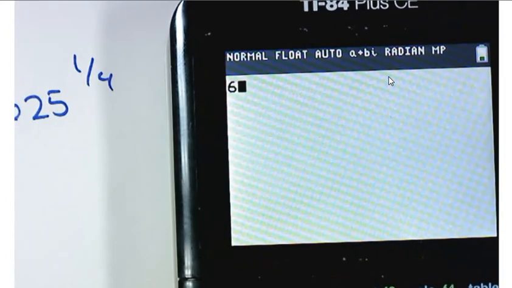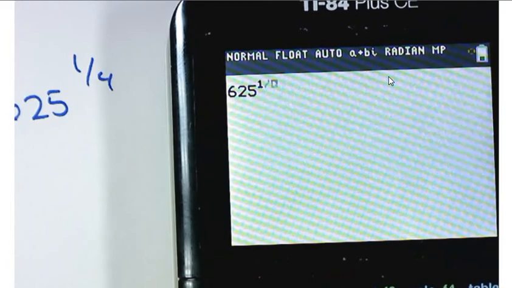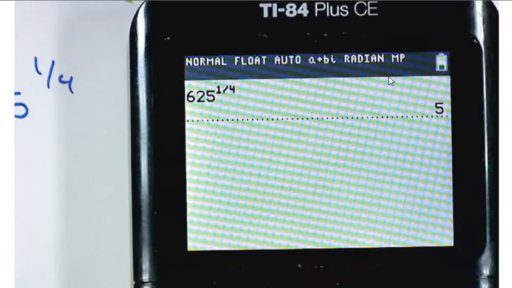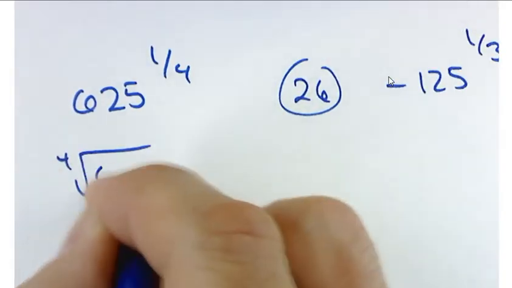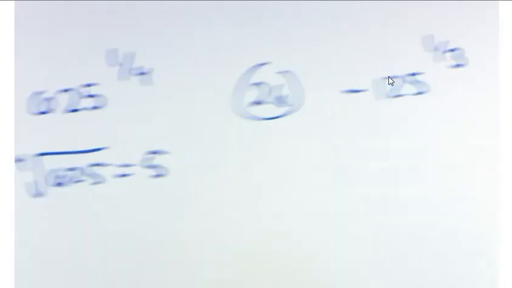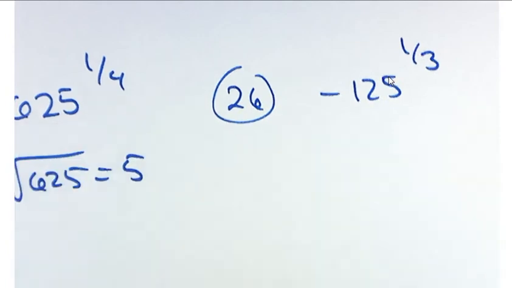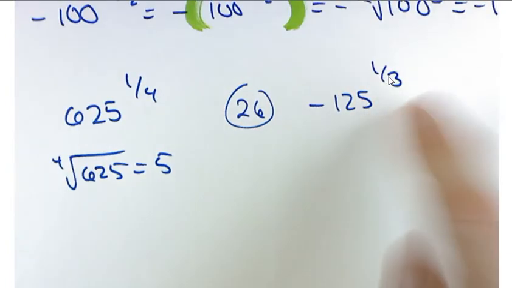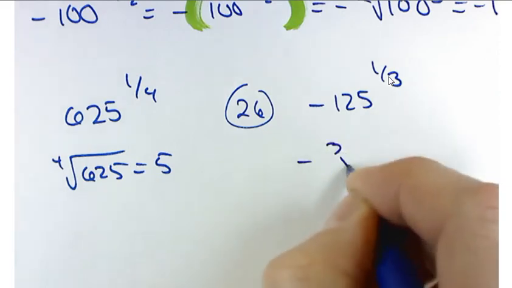So 625 raised to the 1 divided by 4 power should give you 5. Essentially what you're doing is you're finding the 4th root of 625, which is 5. So something to the 1/4 power is like a 4th root. Something to the 1/3 power is going to be like a cube root.